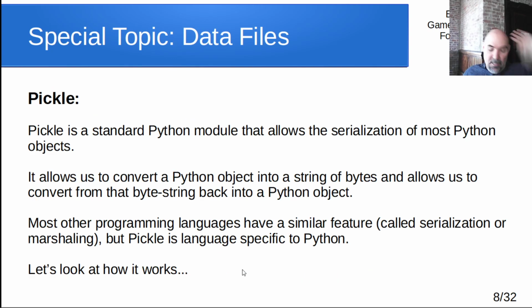Now, Pickle, on the other hand, is a standard module that does most of the work for us, and it works with almost any Python object. So it allows us to convert any Python object into a string of bytes, kind of like a byte array, and it allows us to convert back from that byte array into a Python object that is identical to the one that was encoded. And other programming languages have a similar feature. It's usually called serialization or marshalling, but Pickle is the one that's specific to Python. So let's take a quick look at how it works.